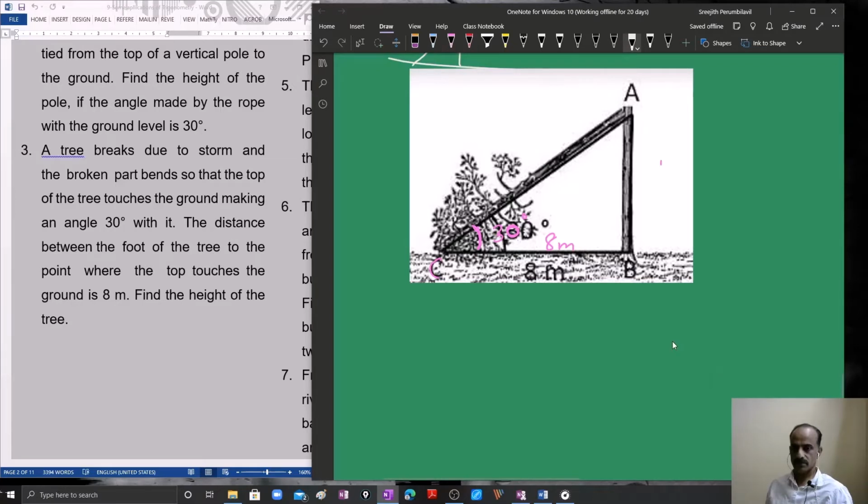So this is not the tree. AB is not the tree. The entire portion, this plus this, is the tree. So you can say that let CB be the tree, which is broken at the point A, and the broken part touches the ground at C. So there will be a figure of this form.